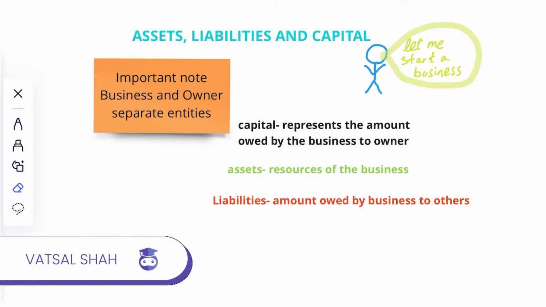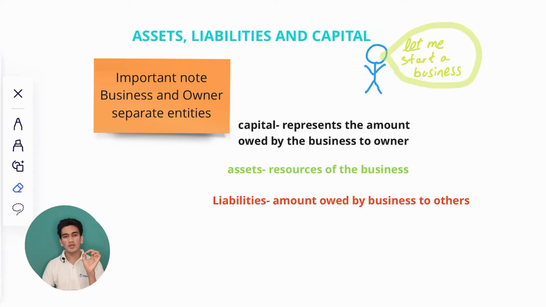Assets, liabilities and capital. Let's learn about these. But before learning that, we need to clarify an important concept of accounting. This accounting concept states that the business and the owner are both separate entities. What do I mean by this? This means that in our accounting records, in our bookkeeping records, we'll treat our owner as a separate entity.